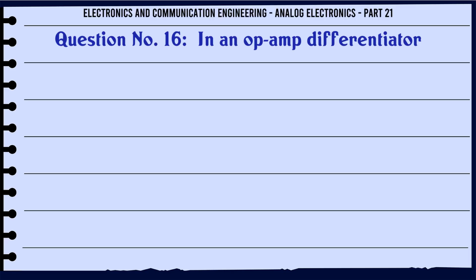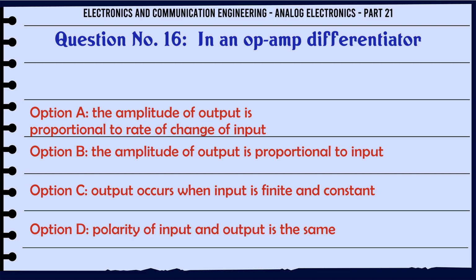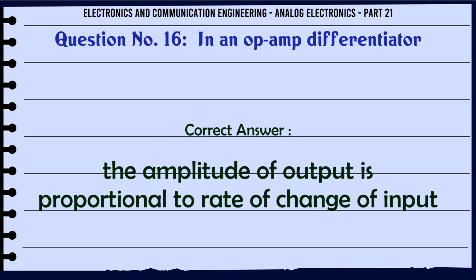In an op-amp differentiator, A. The amplitude of output is proportional to rate of change of input. B. The amplitude of output is proportional to input. C. Output occurs when input is finite and constant. D. Polarity of input and output is the same. The correct answer is the amplitude of output is proportional to rate of change of input.